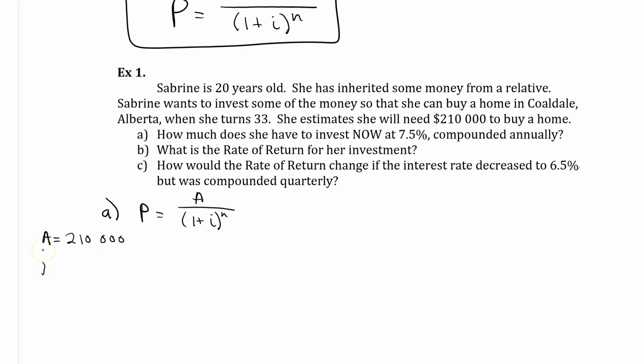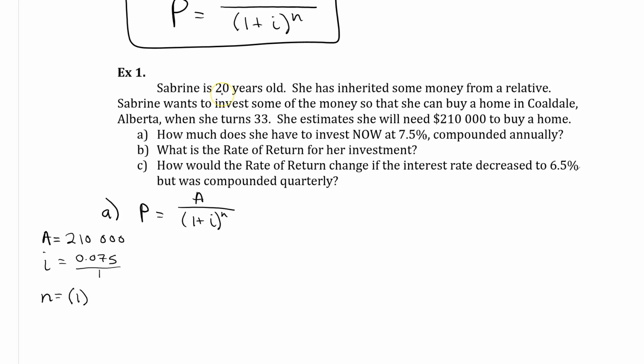What's our i? Our i is our annual interest rate divided by how many compounding periods there are per year. It's compounded annually, so there's 1 compounding period, and our decimal is going to be 0.075. We can say over 1, but we know that anything over 1 is just itself. And our n, our number of compounding periods. We multiply by 1 because there's 1 compounding period per year.